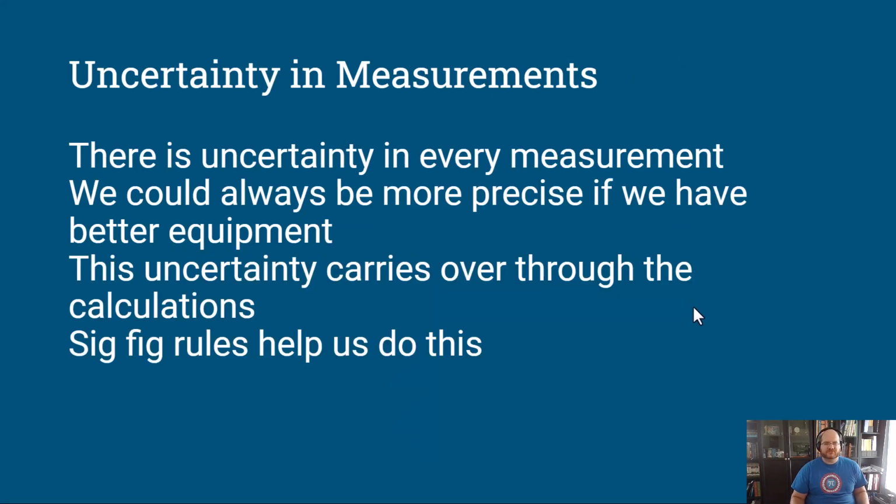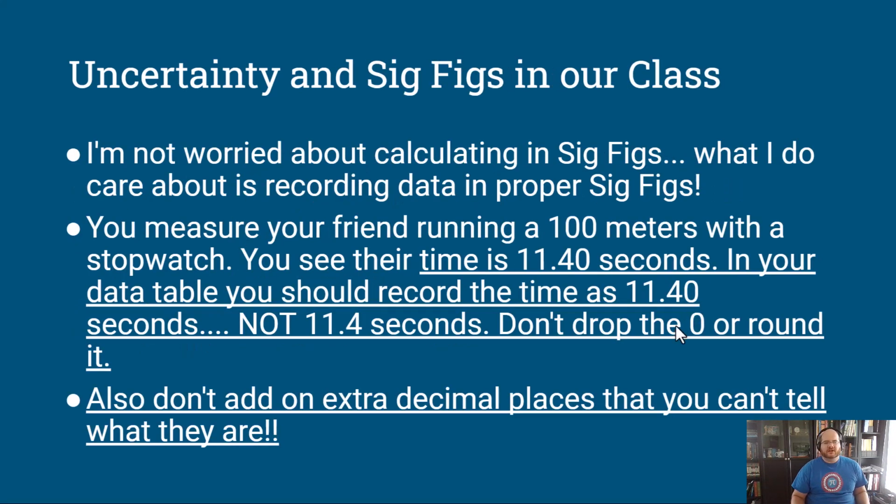Now there's always uncertainty in measurements. We could always be more precise if we have better equipment, which usually is a lot more expensive. This uncertainty carries over through the calculations, and sig figs help us do this. Now, in my class, I don't have my kids necessarily calculate in significant figures, but we do measure them in the lab with significant figures. So I'm not worried about calculating in sig figs. However, you must make sure you're recording it.